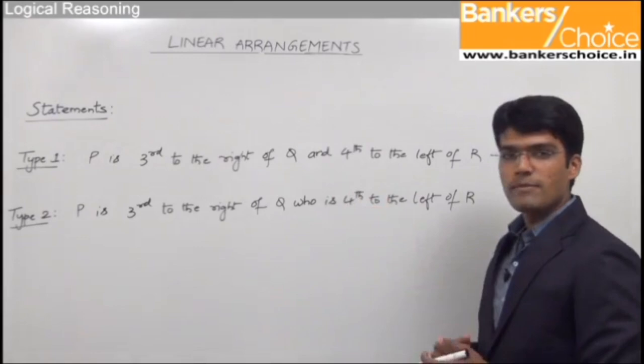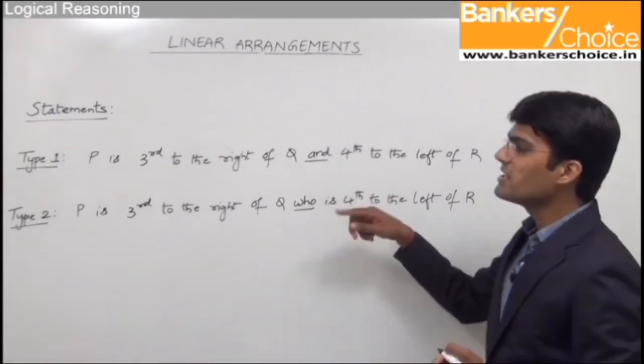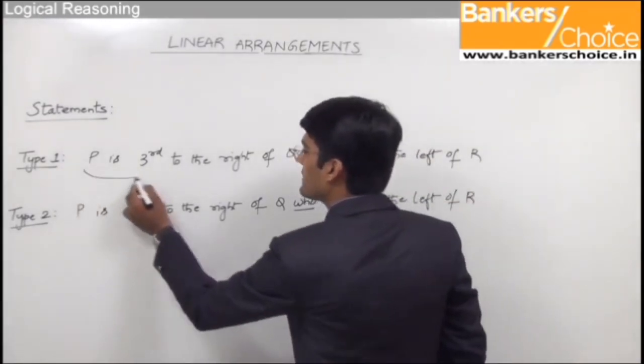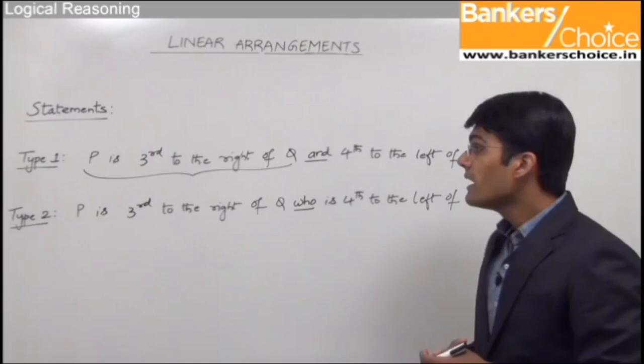Now how to differentiate these 2 statements? If you take the first statement, that is P is third to the right of Q and fourth to the left of R, it can be divided into 2 parts. The first part is P is third to the right of Q. So we can arrange P third to the right of Q depending on whether they are facing north or south. And the second part of the statement is fourth to the left of R. Now the question here is, who is fourth to the left of R? Is it P or Q?